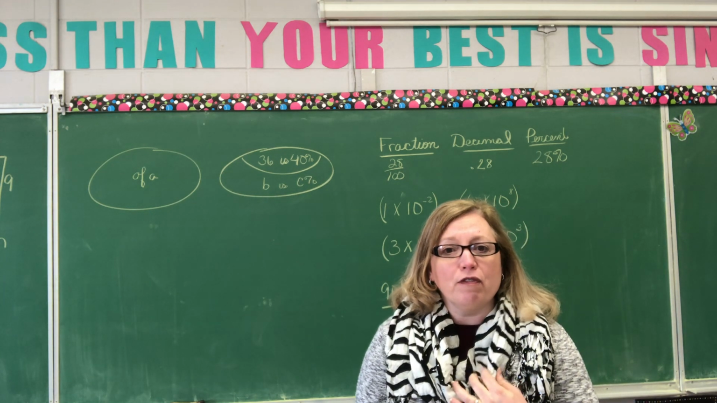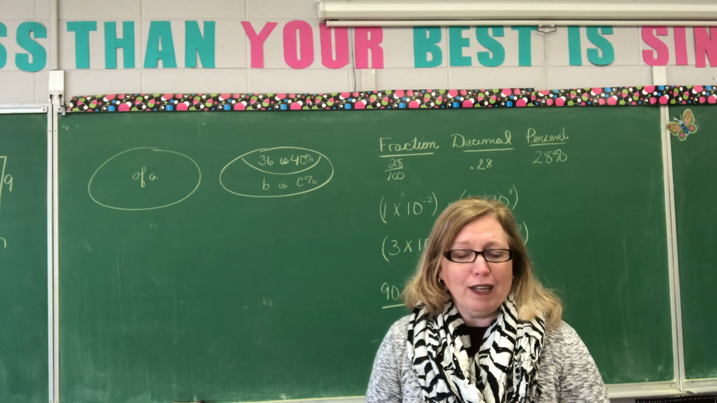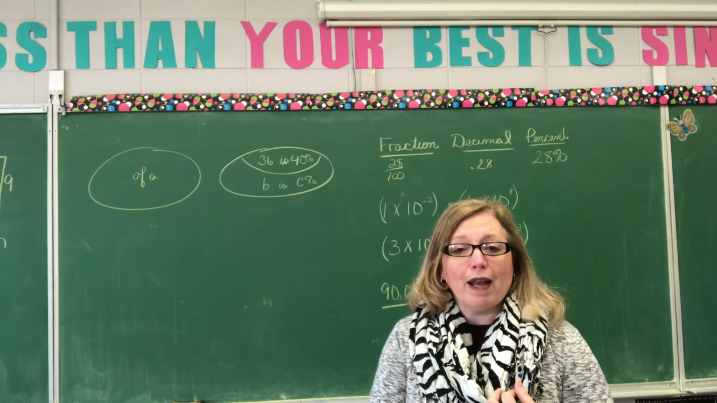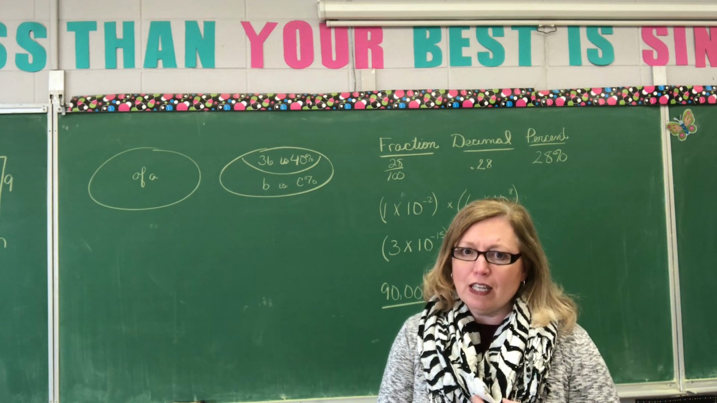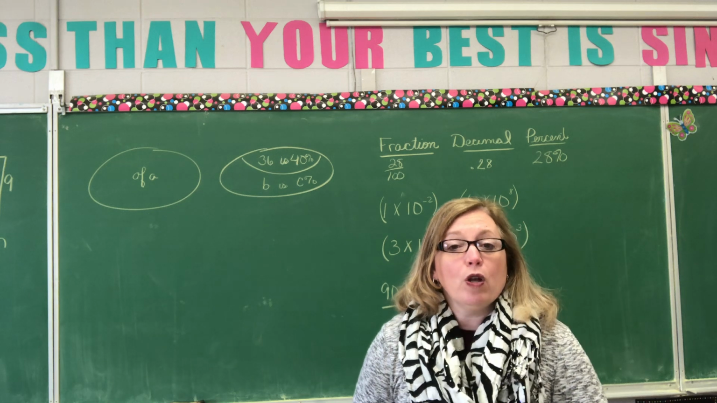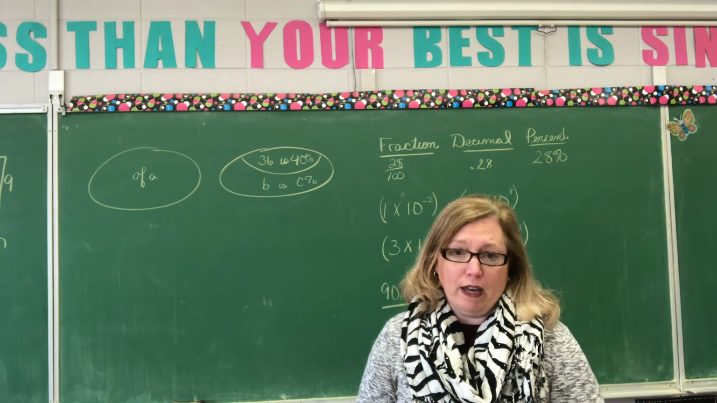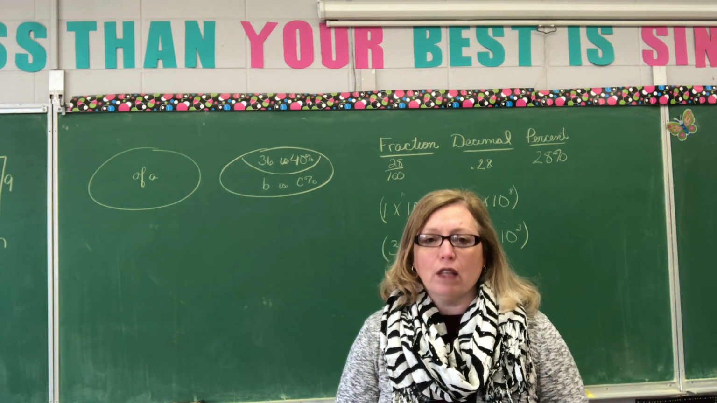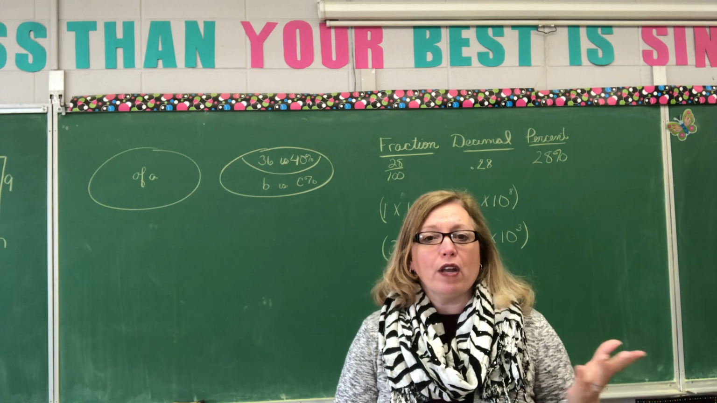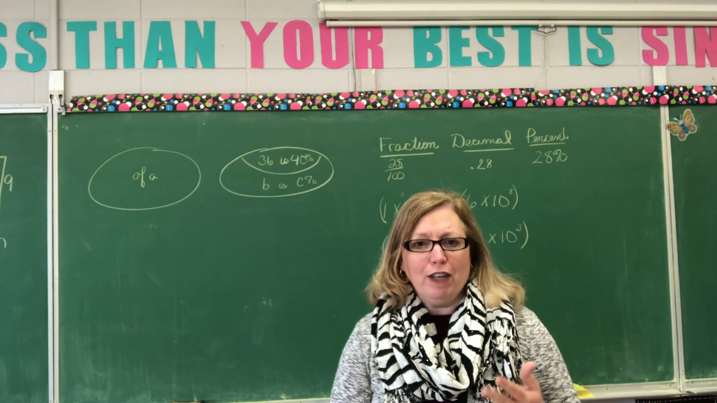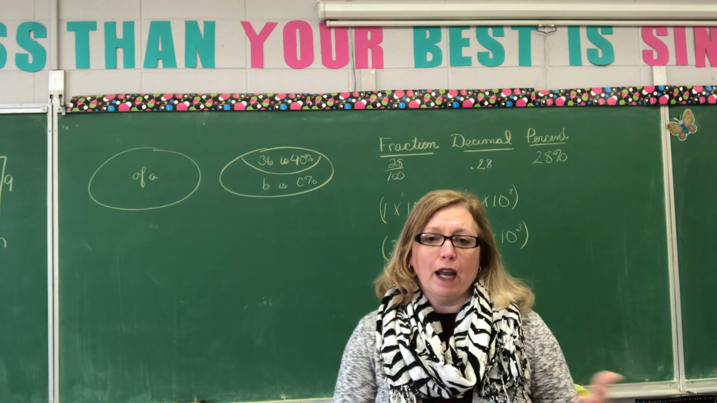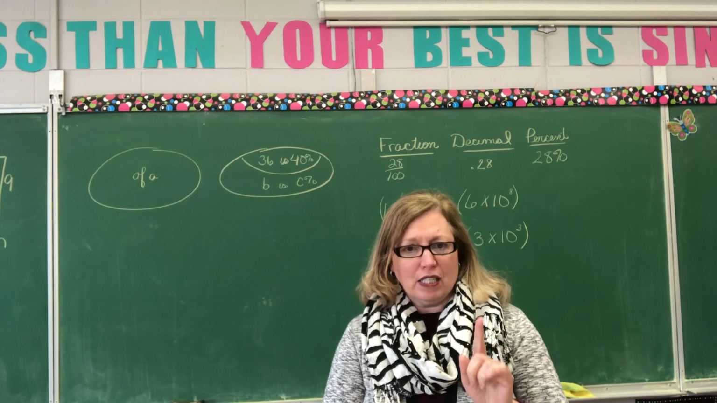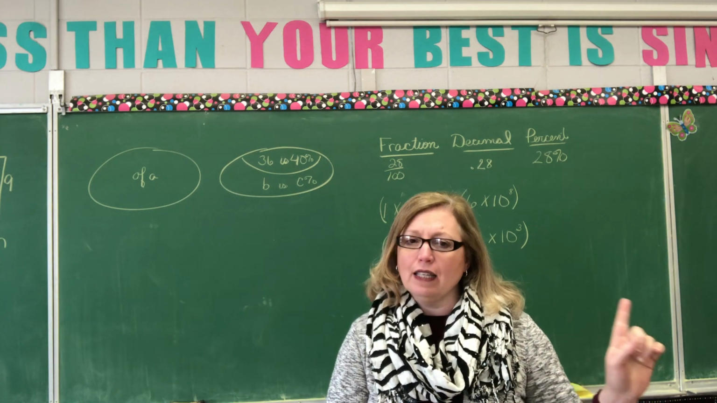And we know that a number is divisible by 2 if it ends in an even number, if it ends in 0, 2, 4, 6, or 8. We know a number is divisible by 3 if the sum of the digits is divisible by 3. We know that a number is divisible by 4 if the last 2 digits are divisible by 4 or the last 2 digits are 0. We know that a number is divisible by 5 if it ends in a 0 or a 5. A number is divisible by 6 if the sum of the digits is divisible by 3 and it's even.